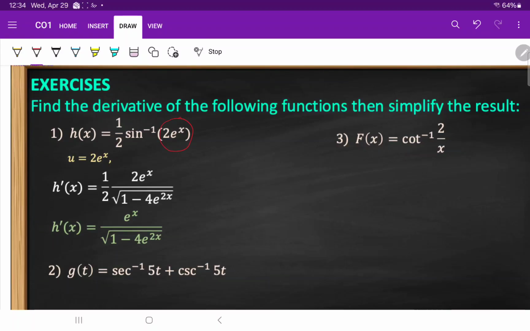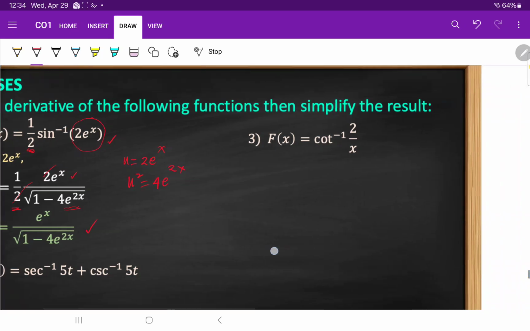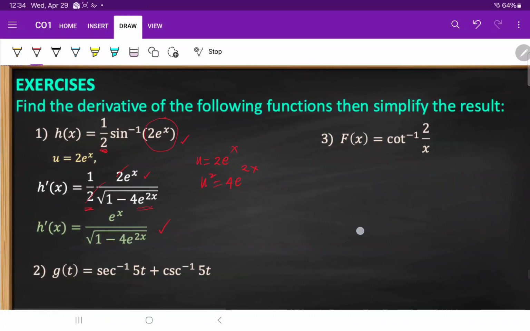Now we copy the constant, which is 1/2, this one. And then derivative of arcsine is du dx. So derivative of 2e to the x is 2e to the x times 1 over the square root of 1 minus u squared. And your u squared is 4e to the 2x, right? Because your u is 2e to the x. When you square, it's 4e to the 2x. And then you simplify. So 2 cancels out. You get this one. Now for this one, let's do number 3.